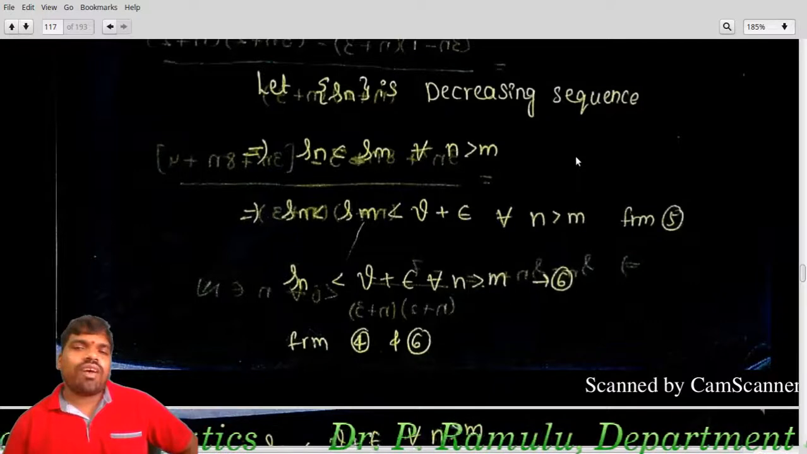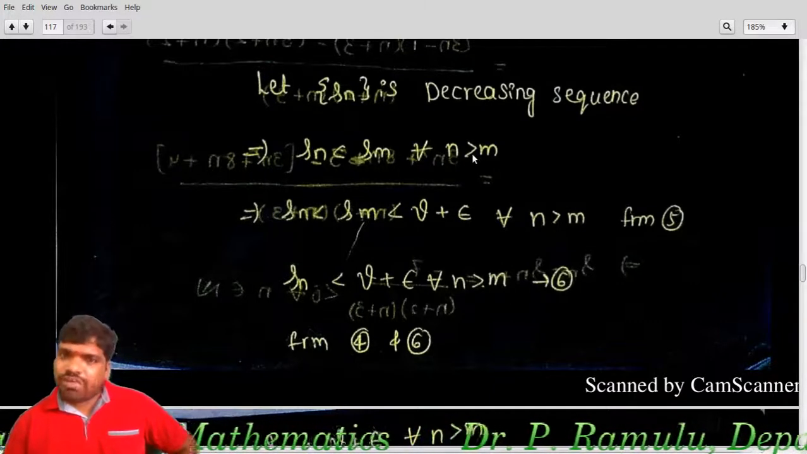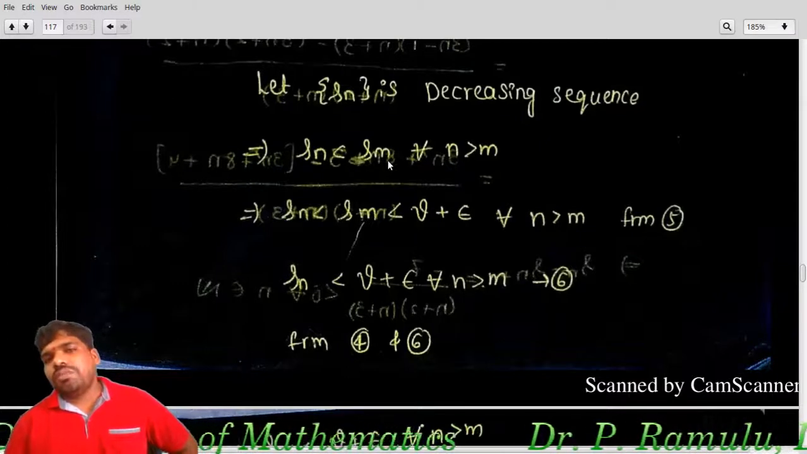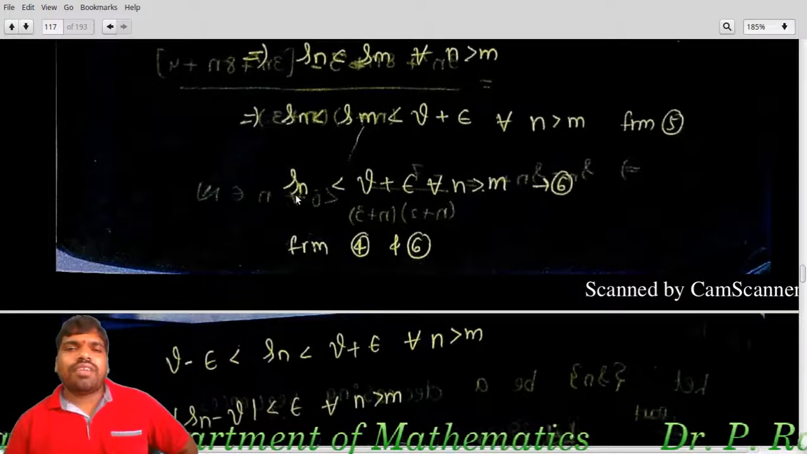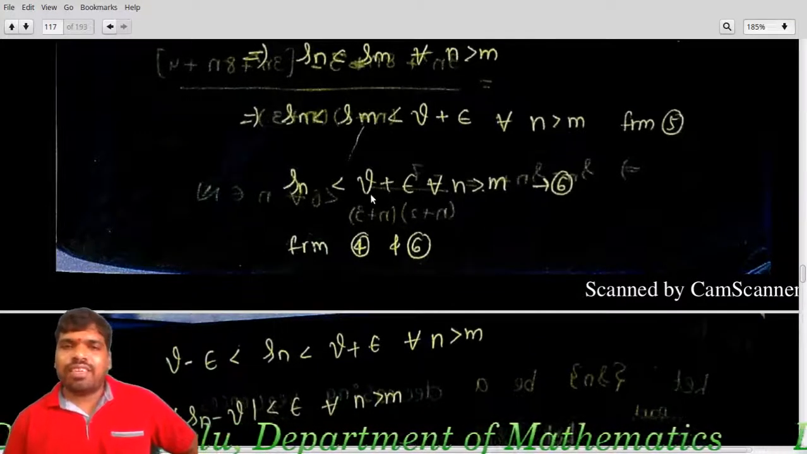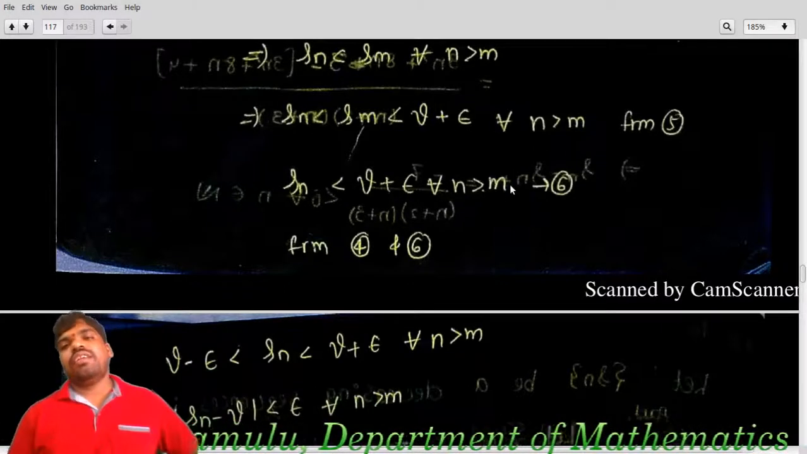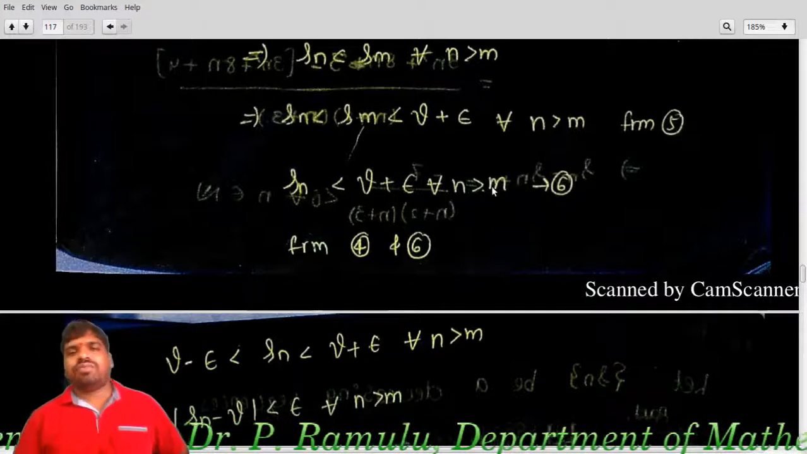Already we know that Sm is less than v plus epsilon. So from this, for n greater than m, we can write Sn is less than v plus epsilon for n greater than m. I am calling this equation 6.